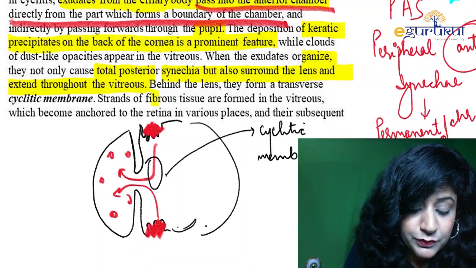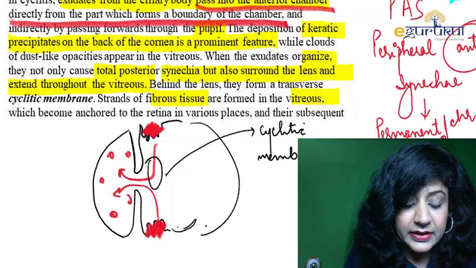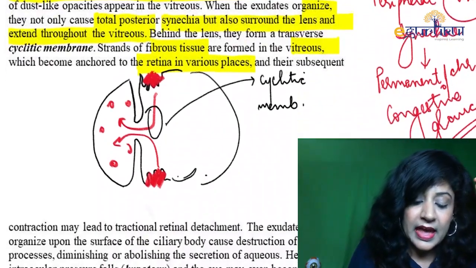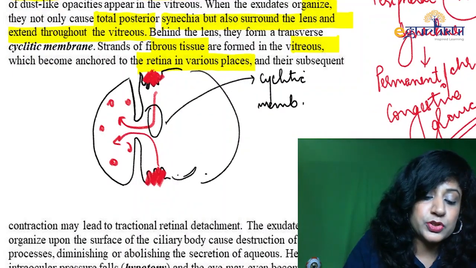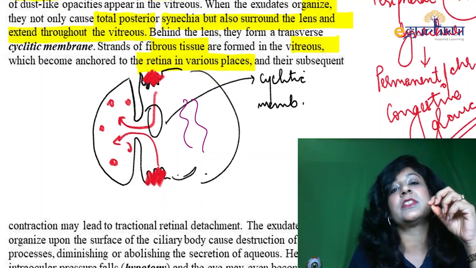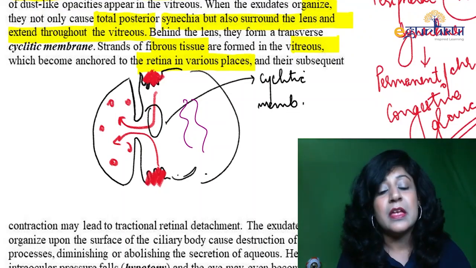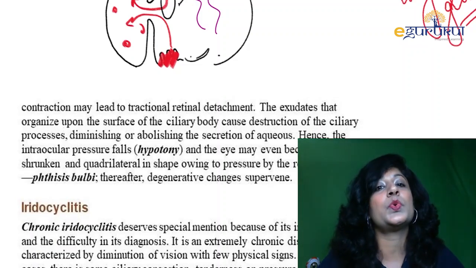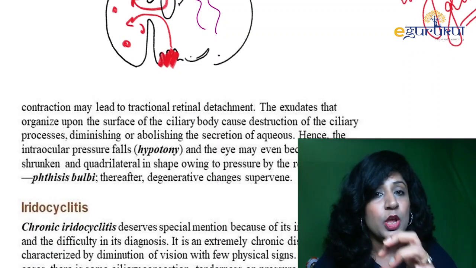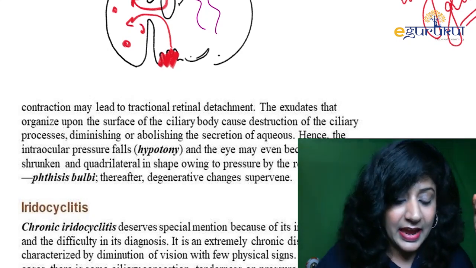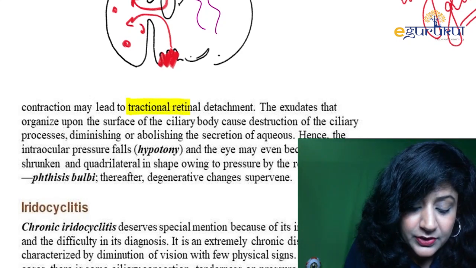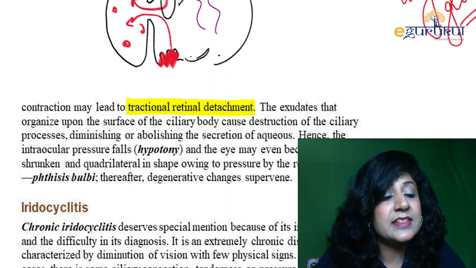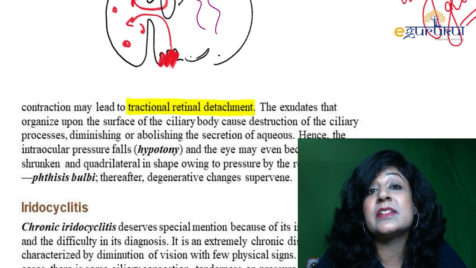We can also have the strands of fibrous tissue in the vitreous, and they can be anchored to the retina in various places. Even you can have the strands of the fibrous tissue here. This fibrous tissue could be present in the vitreous cavity, and that can be going back even up to the retina. And you know that whenever you have fibrous tissue, it always has the capacity to contract. So this fibrous tissue will contract, and that can actually lead to the tractional retinal detachment. So a thing which you cannot imagine otherwise, that the cyclitis can lead to the tractional detachment, is actually happening.